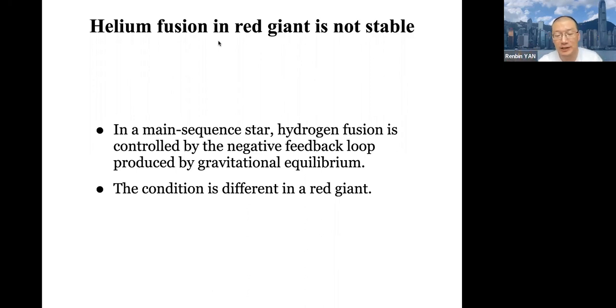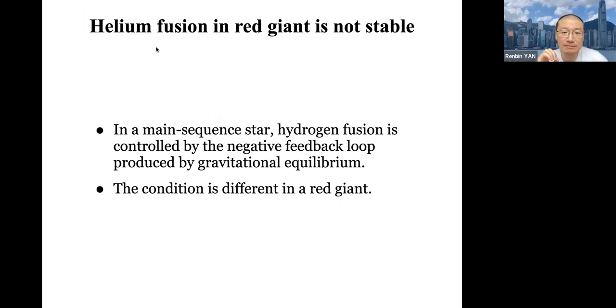Because it expands so much, the surface temperature gets cooler than what it was on the main sequence, but the center is actually getting hotter. And so it gets hot enough that it can start helium fusion. But starting helium fusion in the core is very different than starting hydrogen fusion in the core. Helium fusion in the red giant is actually not stable.